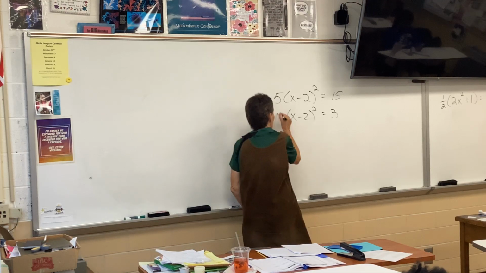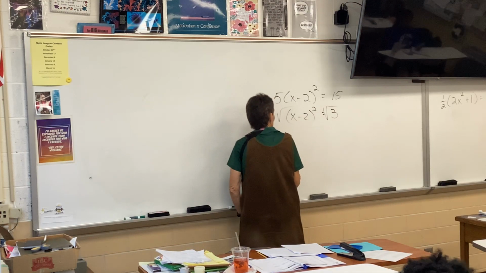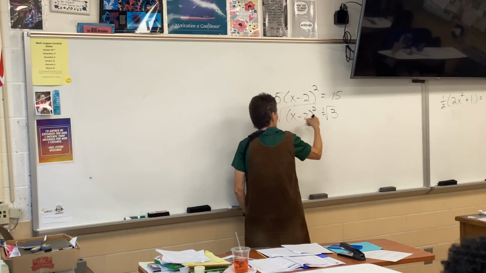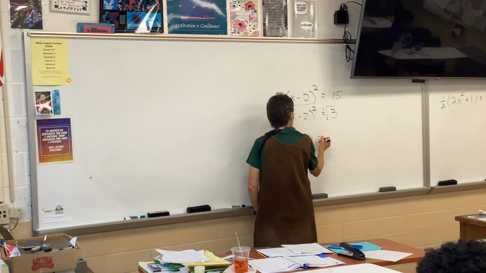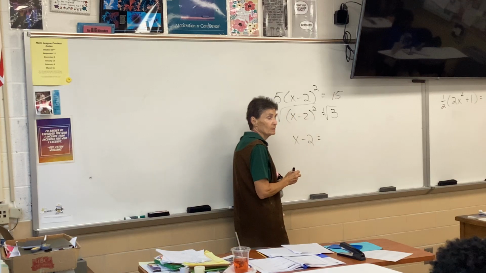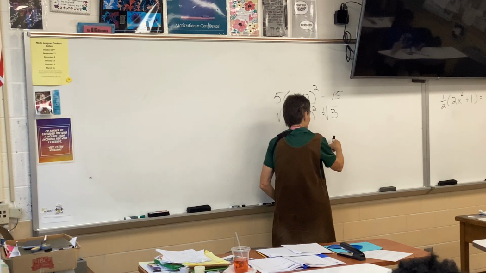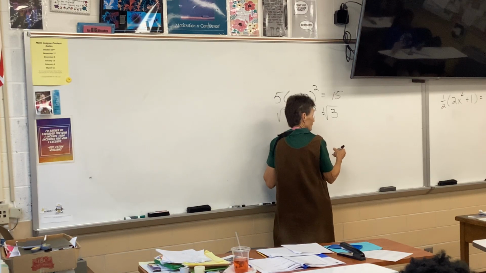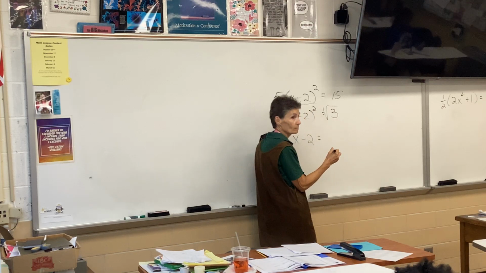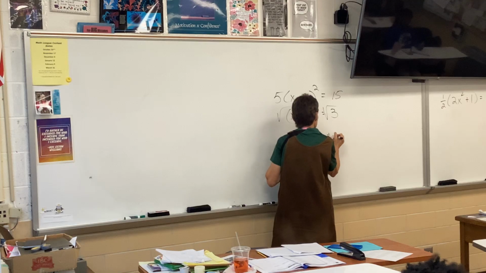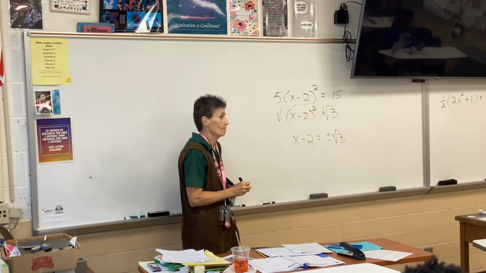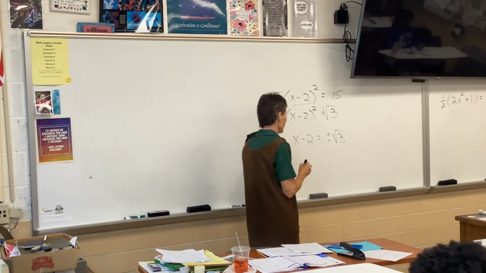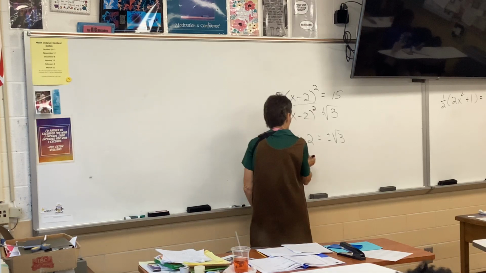Square root. So the square root of (x minus 2) squared is x minus 2, right? And then what's over here? Plus or minus the square root of 3. And then we'll add 2.